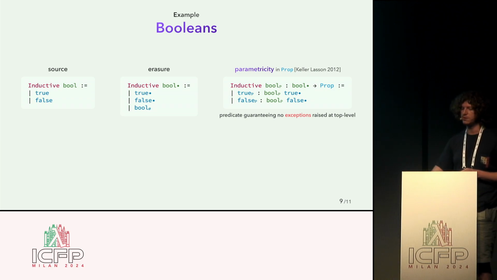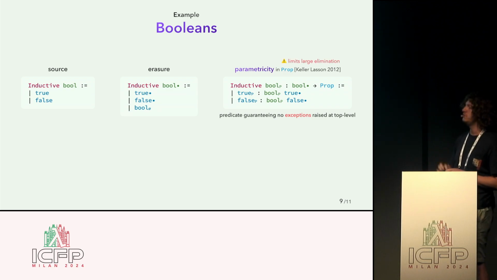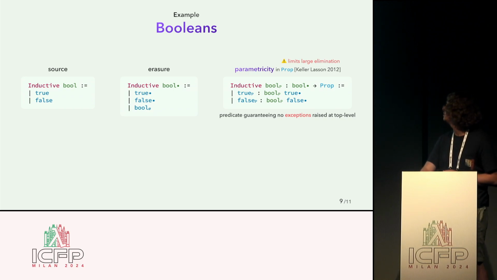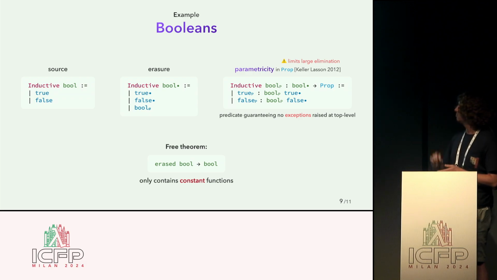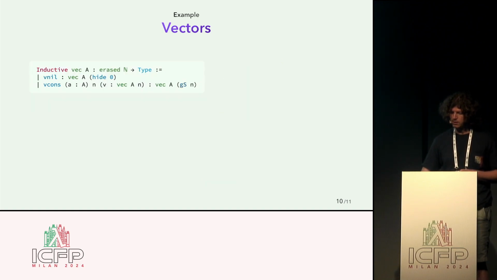Right, so just true and false. So that's how you carve it out. Actually, because we use this kind of parametricity, we have some limitations on large elimination. It's not so bad, but that's something to keep in mind. And then, because it's parametricity, you also get some free theorems. So the meta property that the functions from erase bool to bool have to be the constant functions, you can just prove them. Not internally, you can prove them by the translation, sorry.